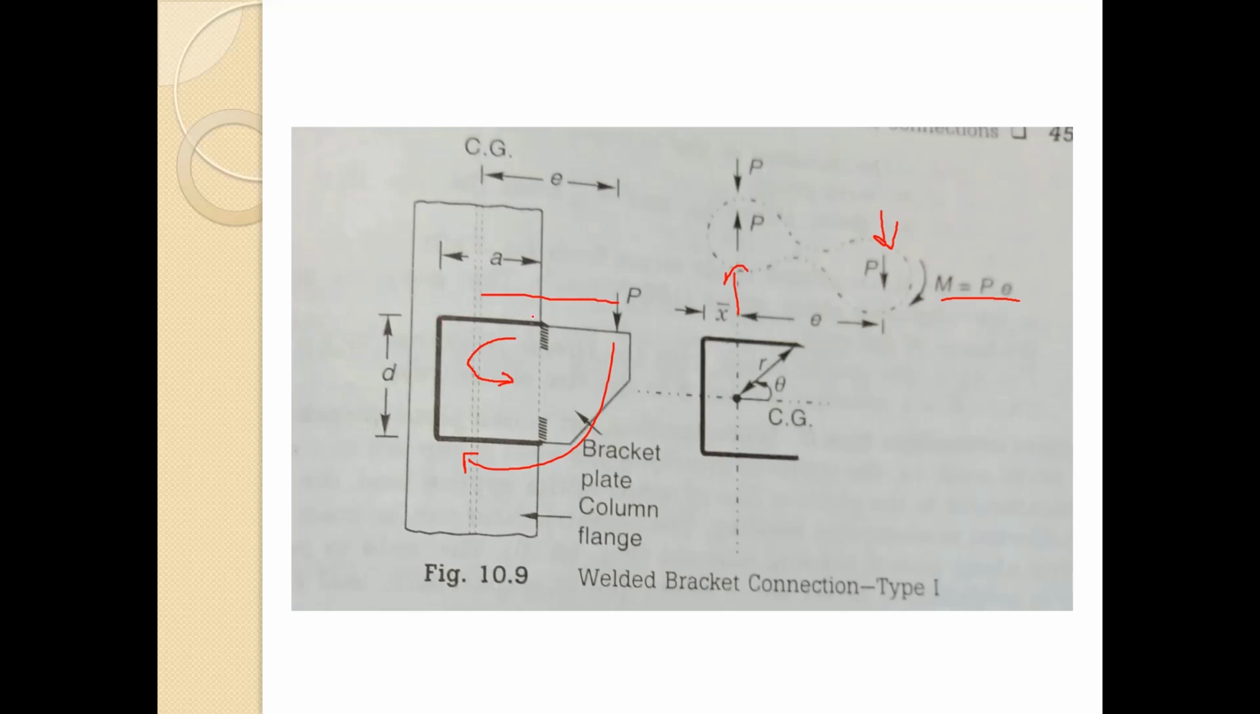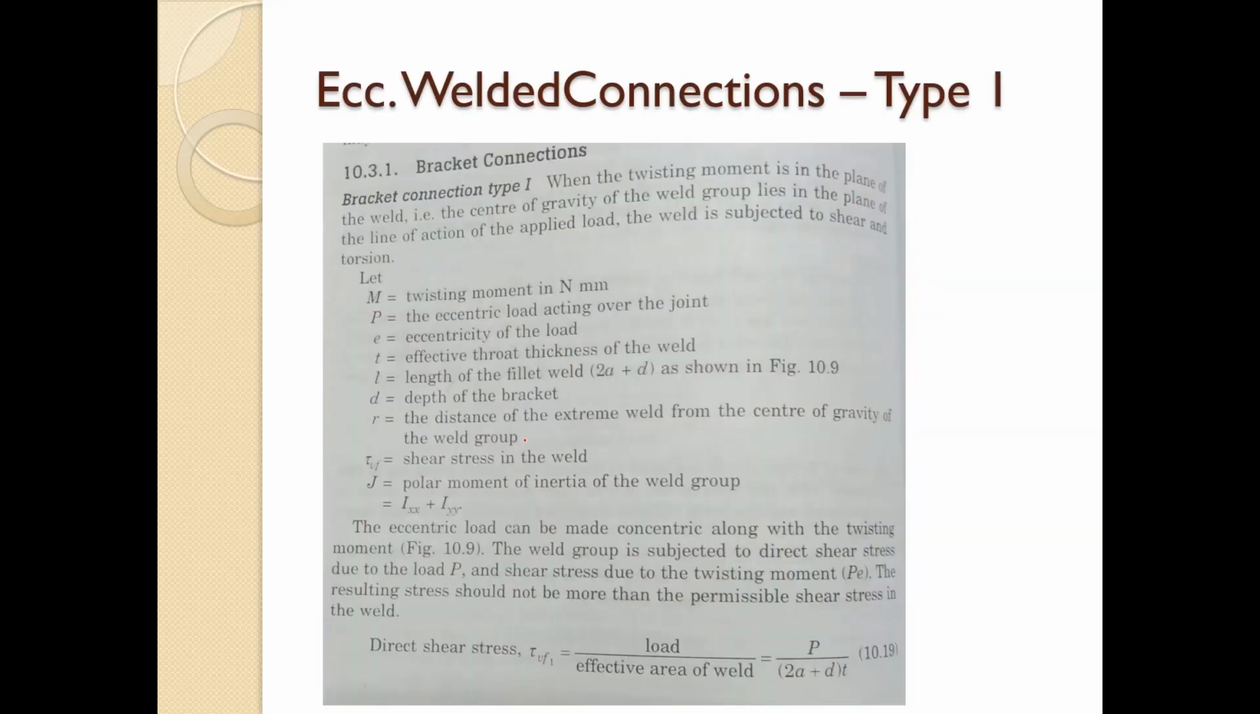And again, due to this P force, there is a shear on this particular weld. So this bracket connection type 1 is subjected to shear as well as torsion.